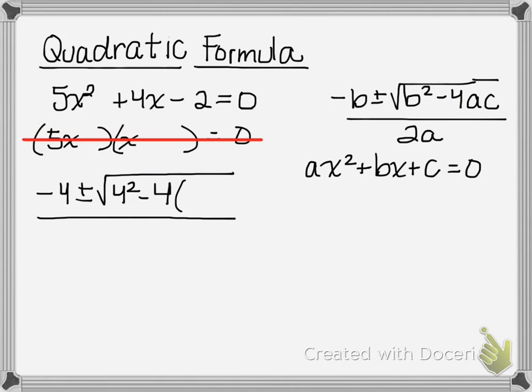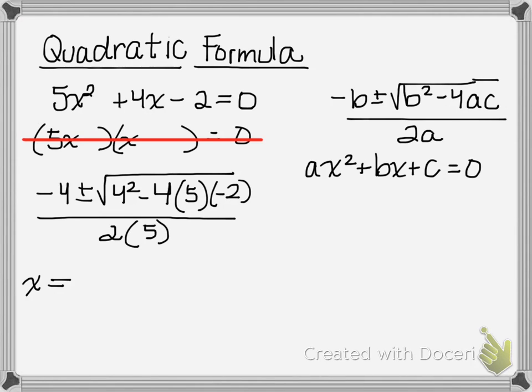And then we have a, so the a that we're looking for is whatever number is here. In this case, if you look to the left, it's that 5. So we're going to plug in a 5 for a, and then the c in the formula means this c, which in our equation is minus 2. We'll plug that in. And then all of that is over 2a, and we've already said a is 5. And we simplify this.